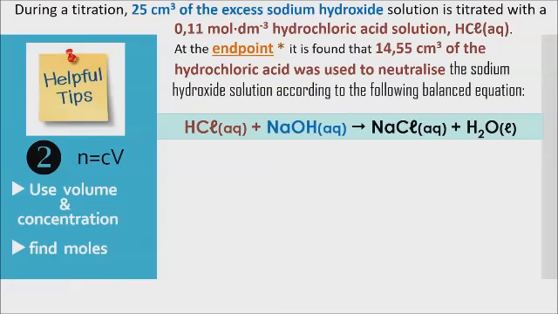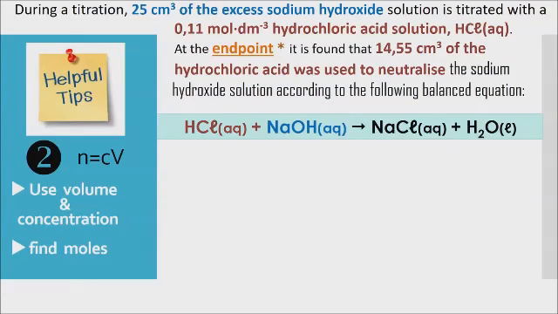Once I've got my moles of hydrochloric acid used, I can find how many moles of excess sodium hydroxide were there. That's the plan. So I use a standard to find the unknown. Always a standard of known concentration to find the unknown. That's always what I do. Very easy. Let's quickly see.